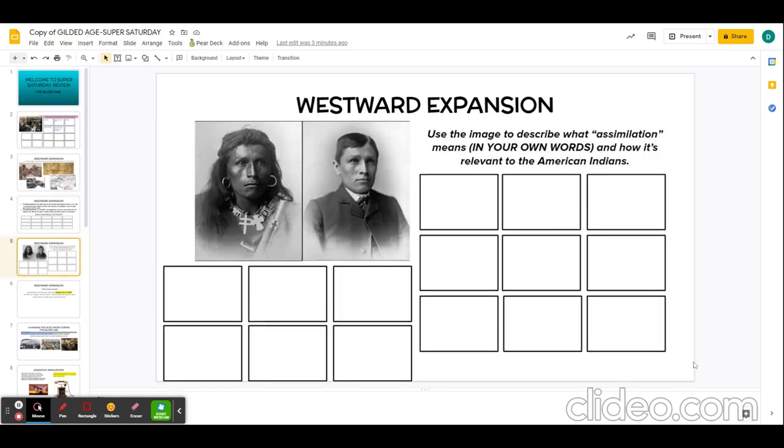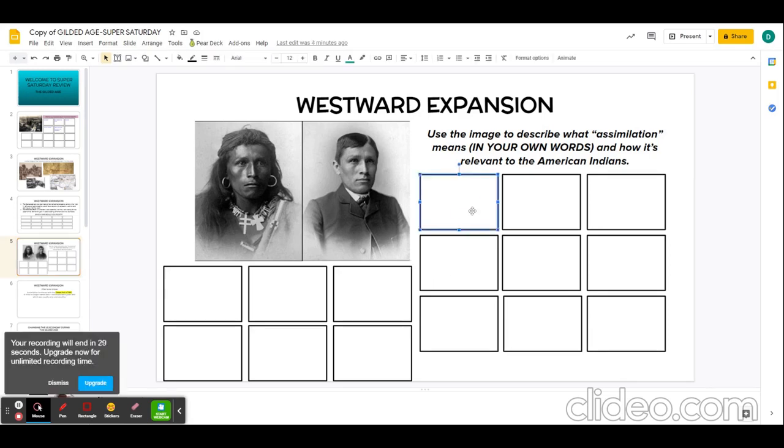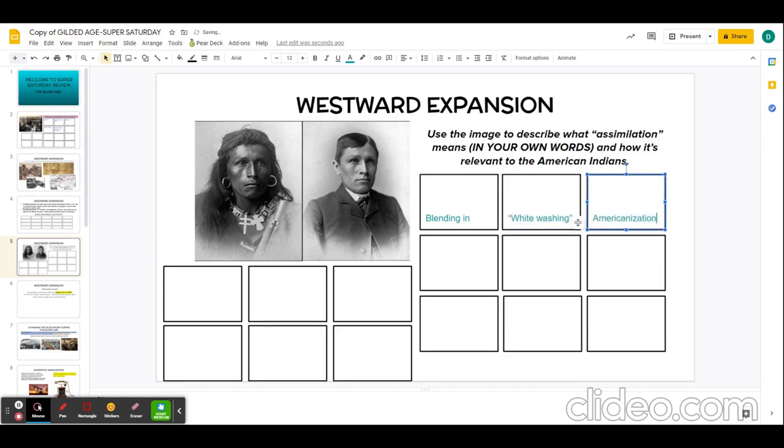Now, with this movement out west, we are going to see a culture clash on the Great Plains. So we need to remember the vocabulary term assimilation. And we used this image during our unit in class. And you may also see this image on the STAR test. Assimilation, in your own words, could mean several different things. You could put blending in. Some students put the phrase whitewashing. You could put the phrase Americanization.